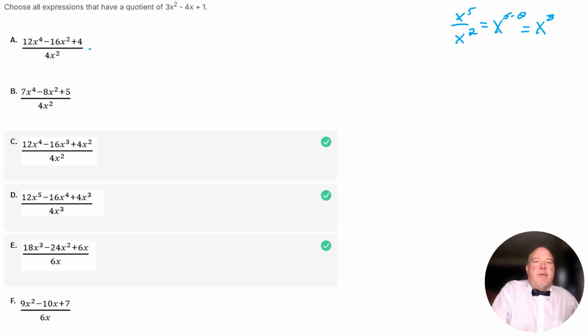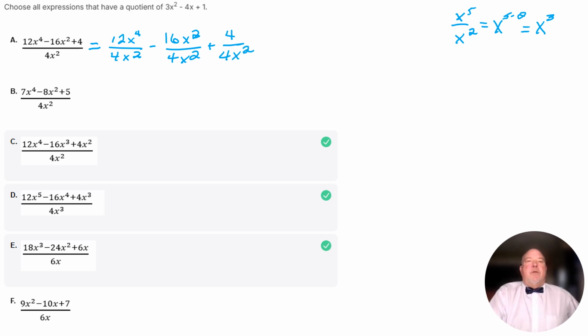Now, for this first one, I'm going to write this out a little. I'm going to break this up for you. I'm not going to do it for the other ones, but when you're dividing by 4x squared, you're dividing each of those three terms by that. So I'm just going to rewrite this like this. So I have 12x to the fourth, and that's divided by 4x to the second. And then I have minus 16x to the second divided by 4x to the second. And then I have plus 4 divided by 4x to the second.